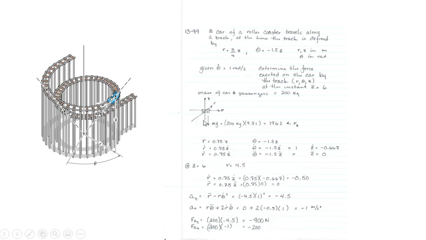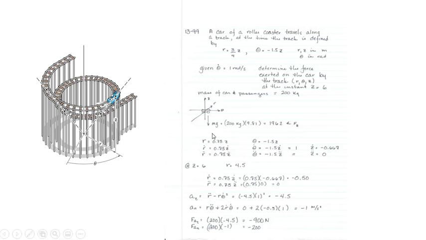So let's look at what we have on the car, because that's what we want to find. We're going to want to find the forces on the car. So I have my z component, my r component, and my theta component. We're given the mass, so we need the weight, and the weight is 1962 newtons, in the z direction. Just like what we did before, we're going to find our r, r dot, and r double dot, and we're going to find our theta dot, theta double dot, and our z dot.